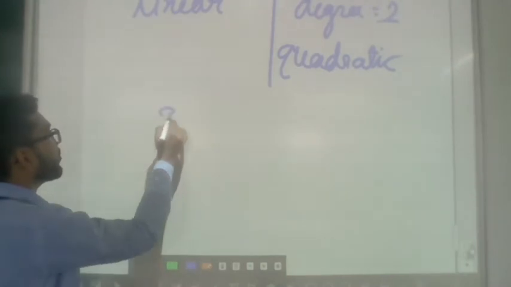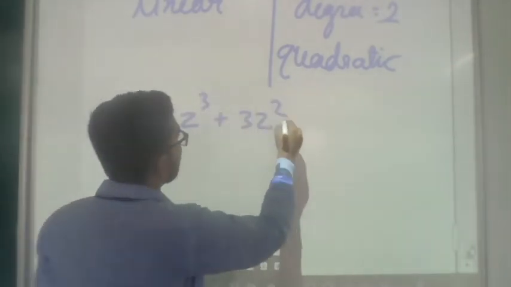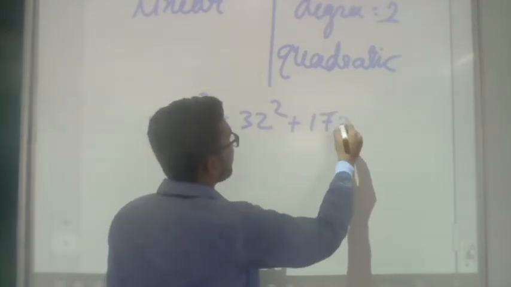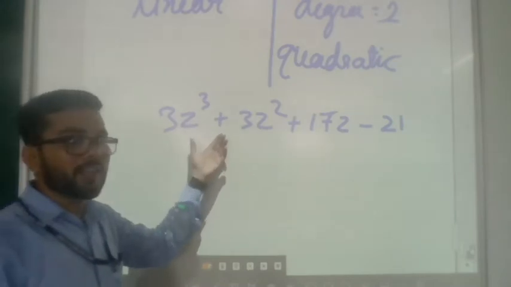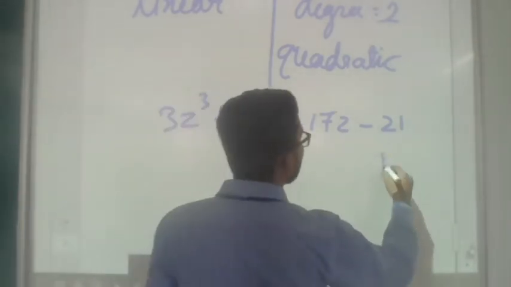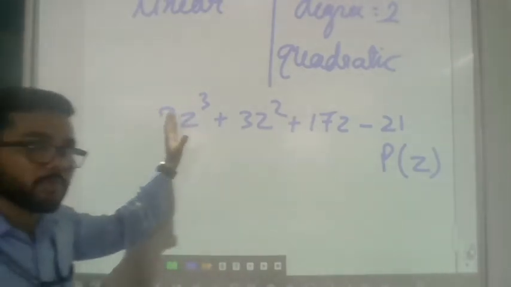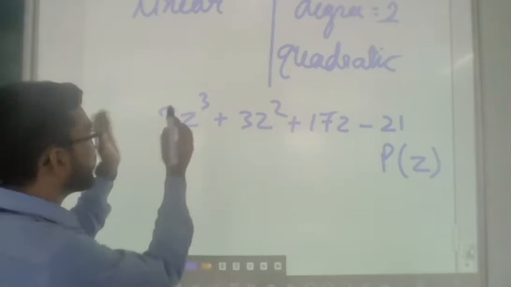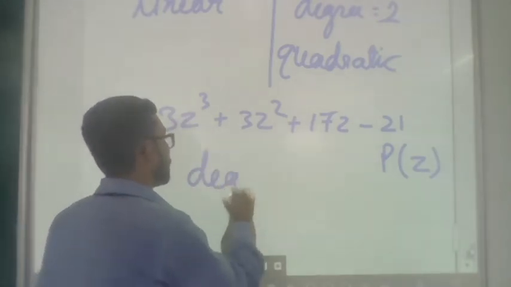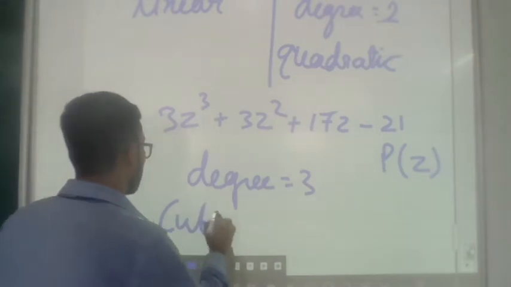Suppose 3z cube plus 3z squared plus 17z minus 21. The highest power of the variable in this polynomial, this is a polynomial in z. The highest power of this variable in this polynomial is 3. That is, the degree is equal to 3. So it is called a cubic polynomial.